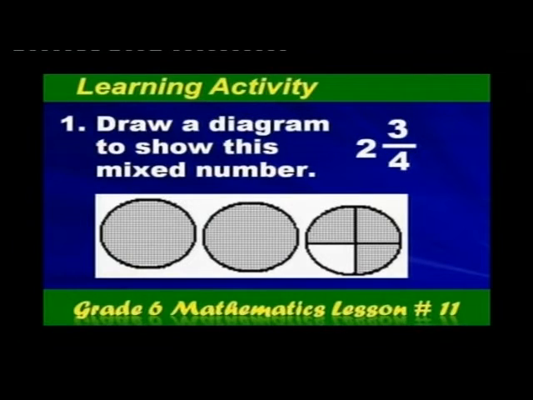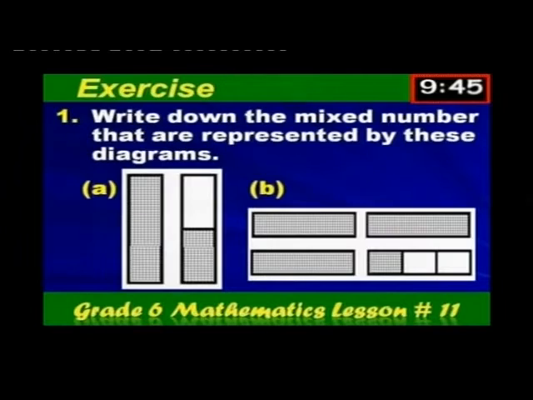So 6th and receiving students, this should be very easy when it comes to doing the exercise. The diagrams are very simple, and also the exercise would be simple for you to complete. Now we have the first 2 exercises on the PowerPoint. You are to write down the mixed number that is represented by these diagrams. Quickly, I'd like you to just write down your answers next to the letter.